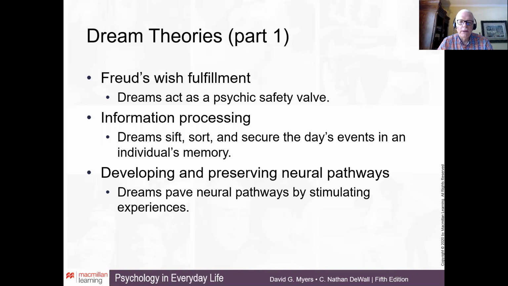Dreams may also be associated with a way that we sift through the day's events in our memory and sort some things out and process our experience. And as we mentioned before, dreams can also be a way of developing and preserving neural pathways because different kinds of life experiences that we have tend to pave new neural pathways. Think about learning, for example. When we learn new things and those experiences become memories that are stored in our brain, new pathways are created where networks of neurons make new connections with one another.